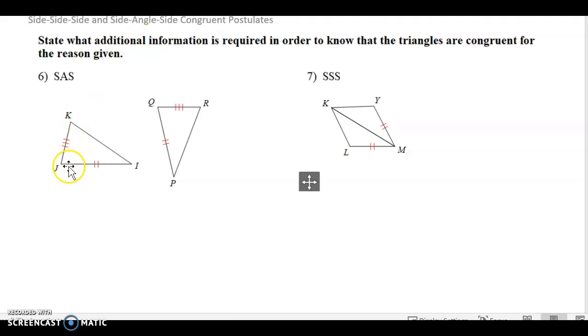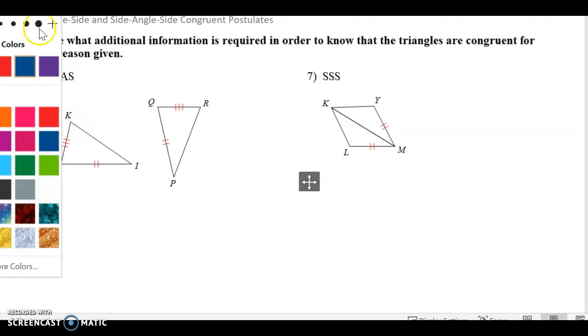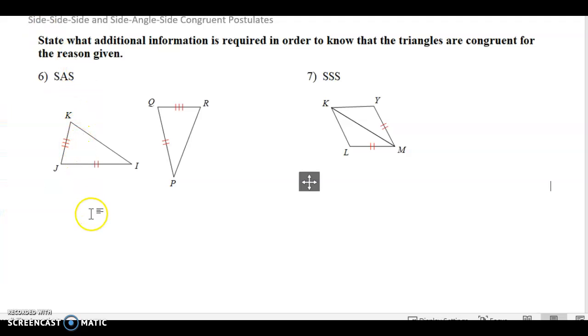What I'm not given is the piece that I do need to know. Looking at this, what I'm missing here is my angle. Now, the angle that I'm missing is right here. So what additional information would I need? Well, I'd need to know that angle J has got to be congruent to angle Q.